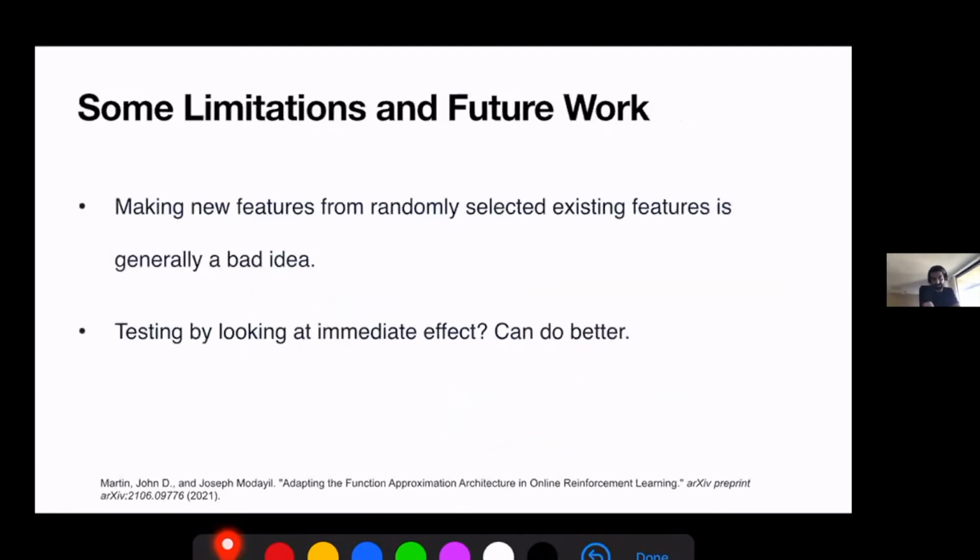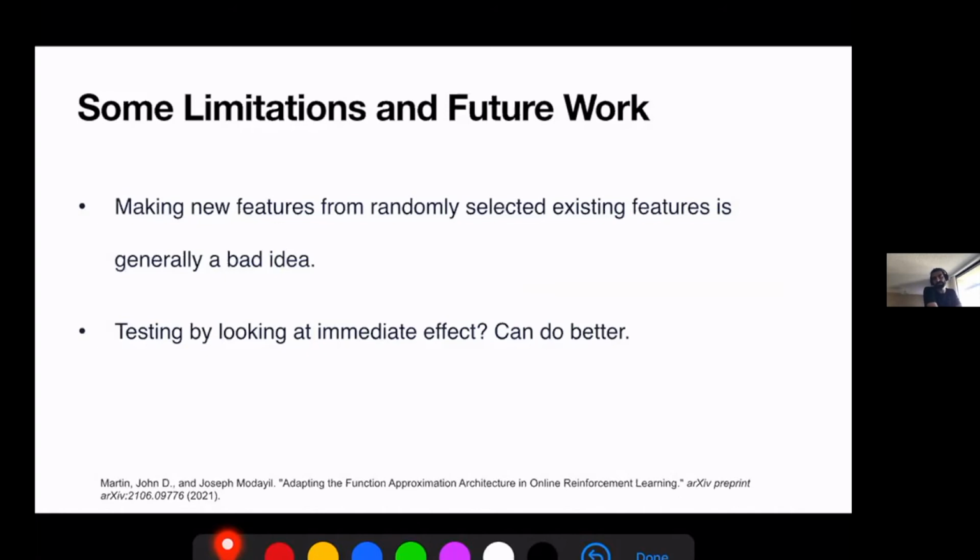That's pretty much it, but I want to end with 2 comments. One is that there are 2 naive choices here. One, I'm making new features from randomly selected existing features. I think that's generally a bad idea once you have a lot of features. You want to do something smarter by keeping track of statistics on which features lead to useful features. There was a recent paper on this by John Martin and Joseph, called Frog Eye, that I cited below if you want to read it. And there are other people working on it too.